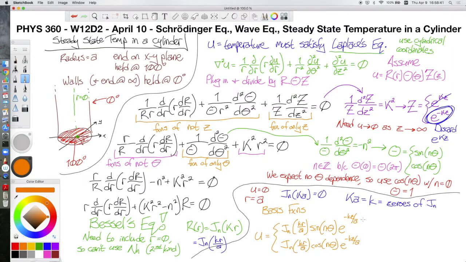Where, just as a note, we have already decided that we are just going to be using the cosine solution with n equals 0. So cosine of n theta with n equals 0 is for our problem specifically, but in any other problem with a different temperature function at the bottom, these would be your general basis functions that you can expand in.